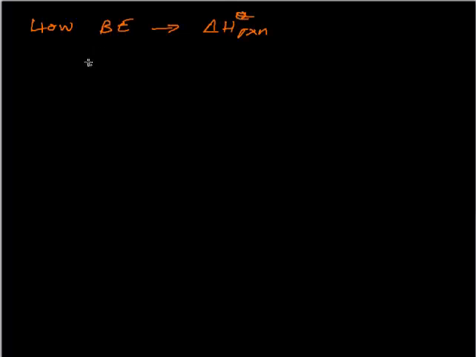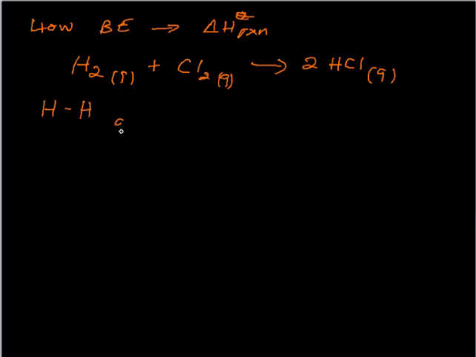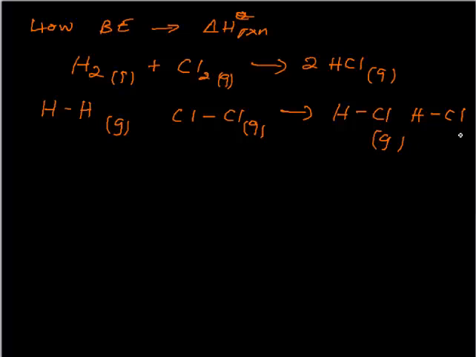Let's assume that we have a reaction where H2 gas is reacting with Cl2 gas, and this is giving you 2 moles of HCl in the gaseous state. So H2 is H bond H gas, and Cl2 is Cl bond Cl gas, and this is giving you 1 of HCl plus 1 of HCl. And both of them are in the gaseous state. So we put a plus there, please. This plus the other one.